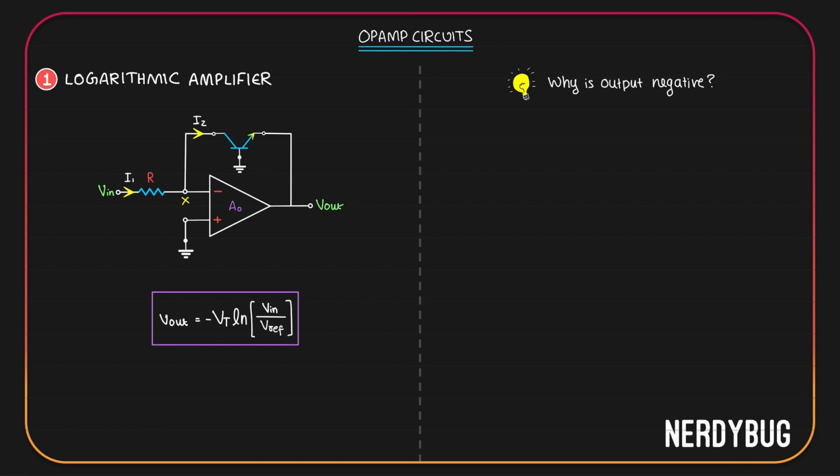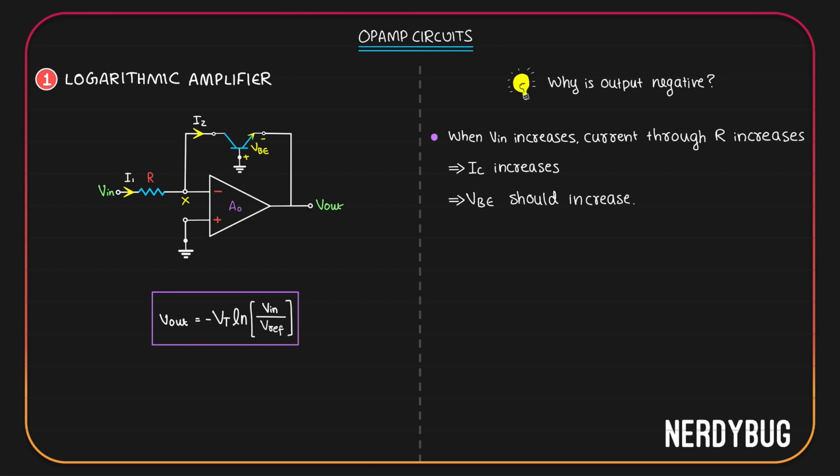Imagine the input increases. Obviously, when input increases, current through the resistor will increase. But this is the same current that flows into the collector of our transistor. That means when V in increases, collector current is increasing. But collector current of a transistor is controlled by its base emitter voltage. So if IC has to increase, that means VBE has to increase.